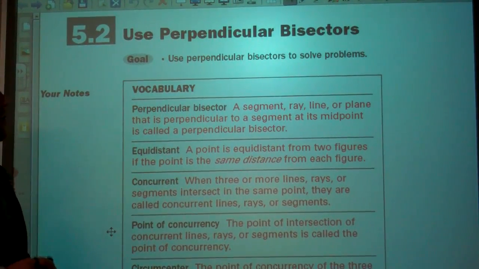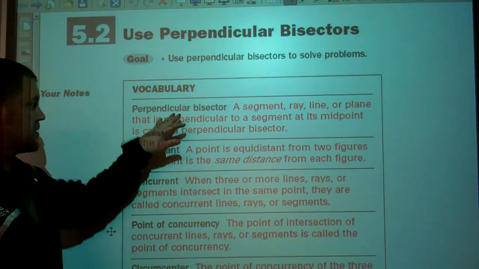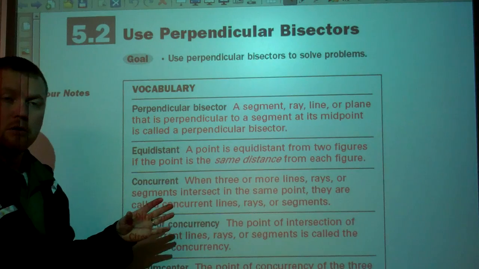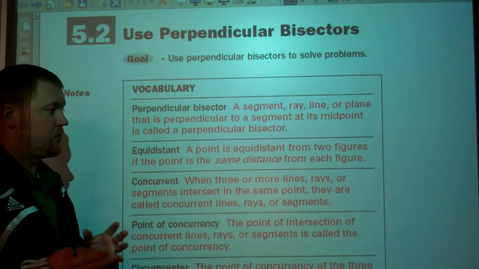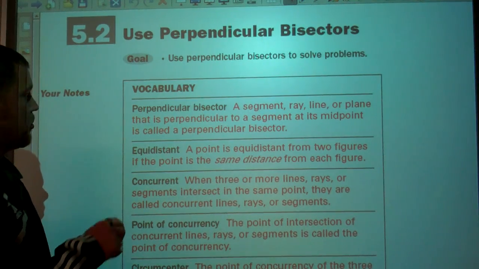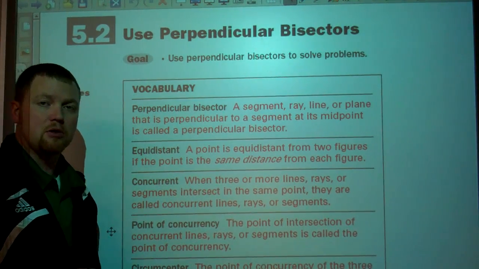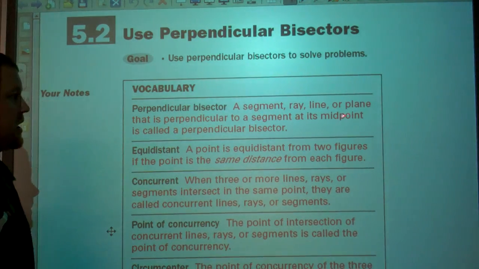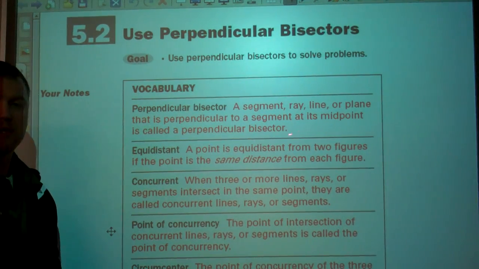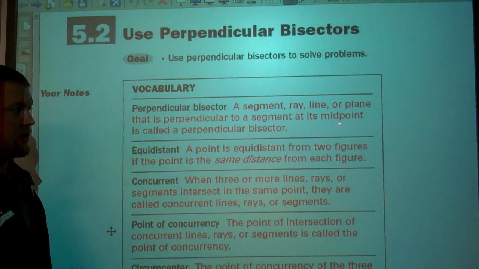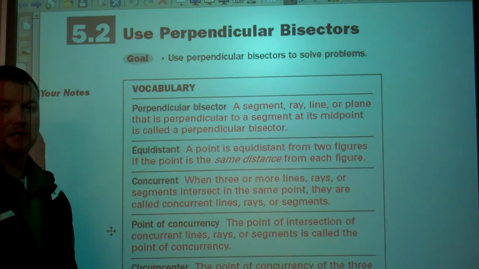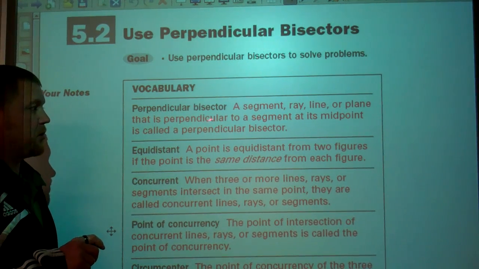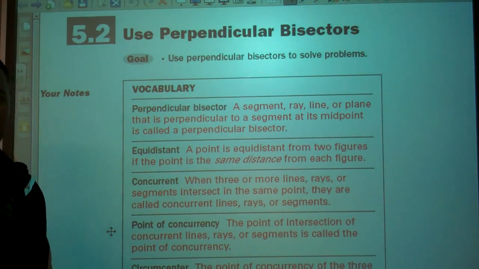Today we're going to talk about using perpendicular bisectors. Again, if you remember from previous lessons, perpendicular means two things that intersect at a right angle. Bisect means it divides it into two congruent parts. So a perpendicular bisector is a segment, ray, line, or plane that is perpendicular to a segment at its midpoint, because it divides it into two congruent parts, and then we call those a perpendicular bisector. So it must be perpendicular to the segment and it must go through the midpoint.